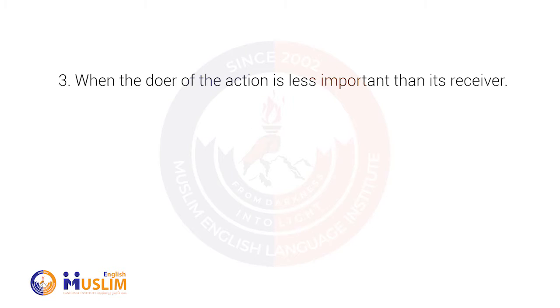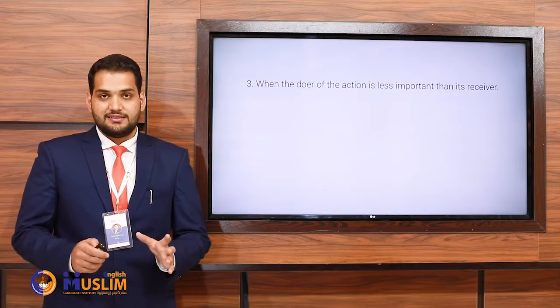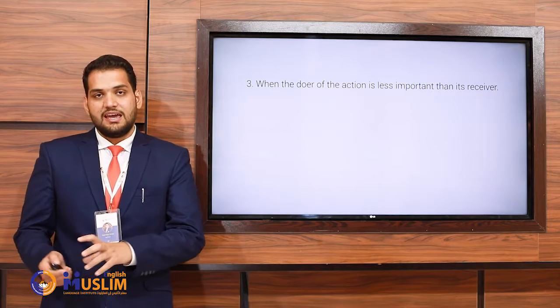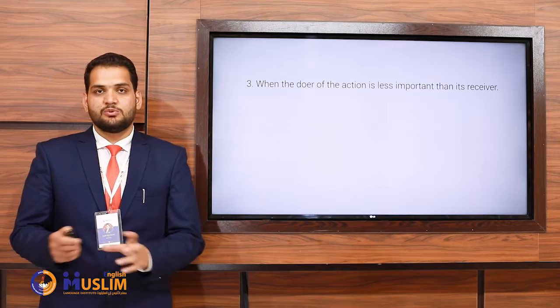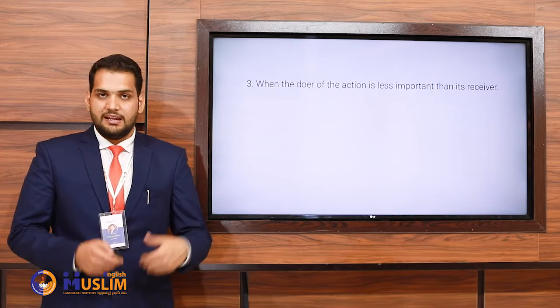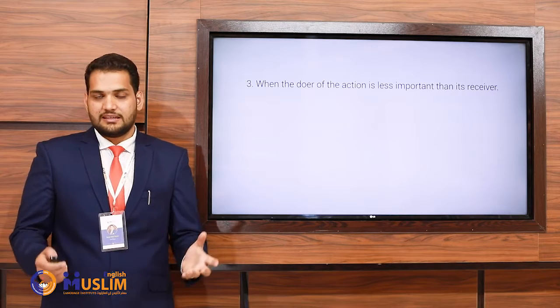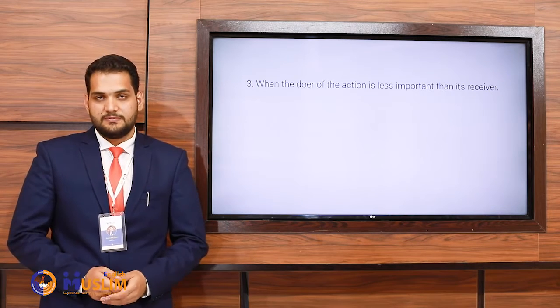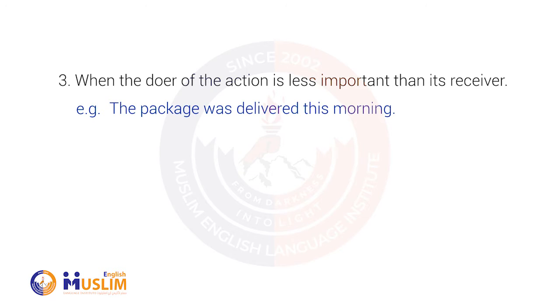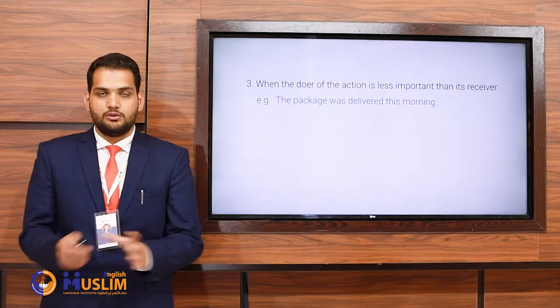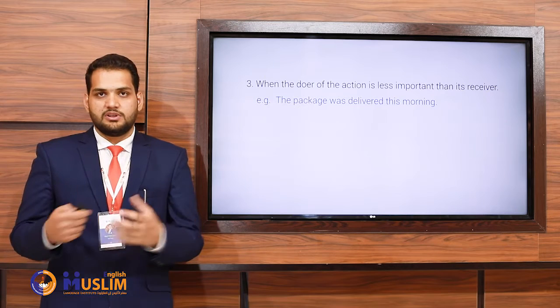Number 3, when the doer of the action is less important than its receiver. Sometimes, in a sentence, the subject is more important than the object, and in some sentences, the subject is less important than the object. Now, when the subject or the doer of an action is less important than the object, in that case also, we can use the passive voice. For example, the package was delivered this morning. Now here, it's not important who delivered the package, although it's clear. I don't want to talk about it.